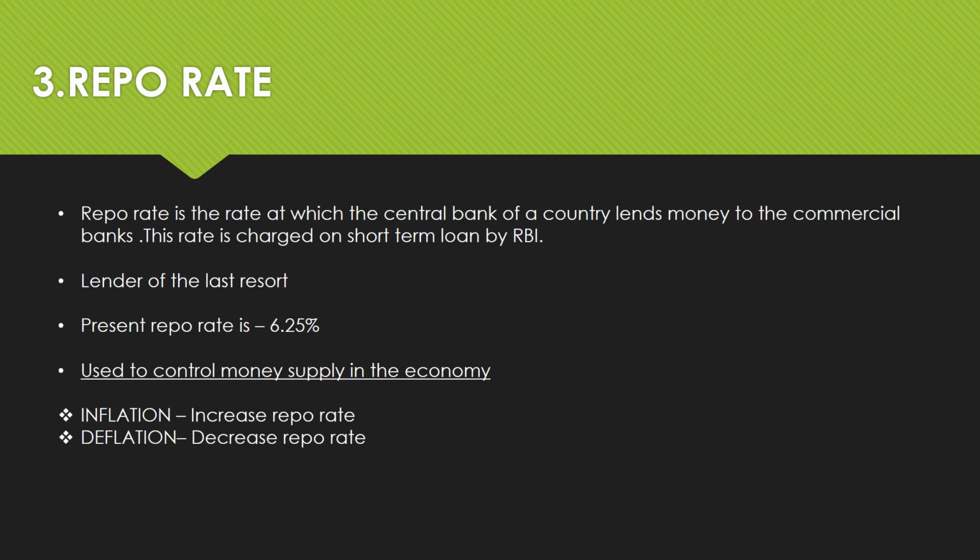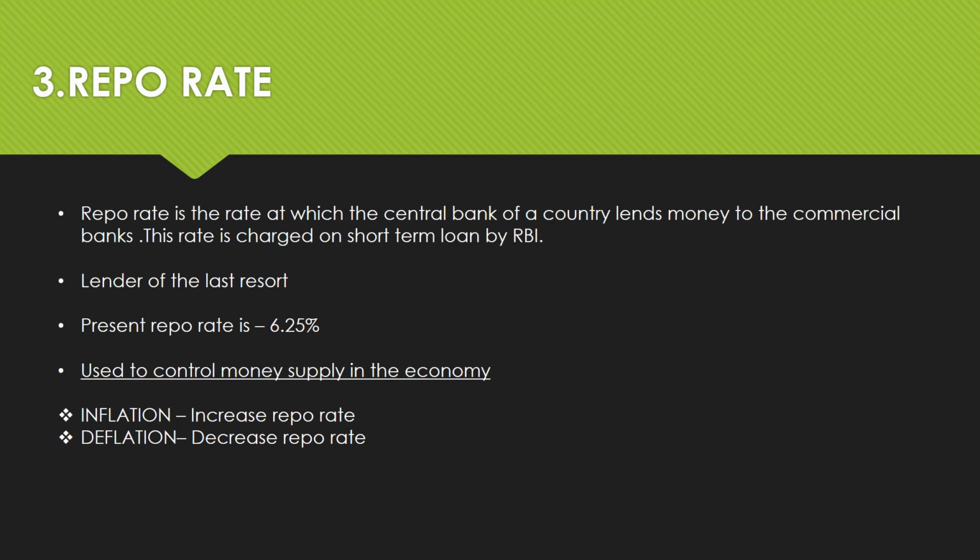Okay. If there is inflation in the economy, then the Reserve Bank of India can increase the repo rate. If the repo rate is increased, then what happens? The commercial banks which need money, if they approach the Reserve Bank of India, they will have to pay more interest on the loan, right? So they will be demotivated to take loans, right? And this way the money with the commercial banks reduces, and as a result the inflation problem is solved.